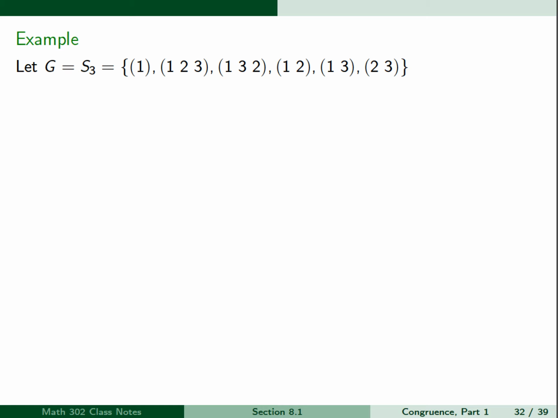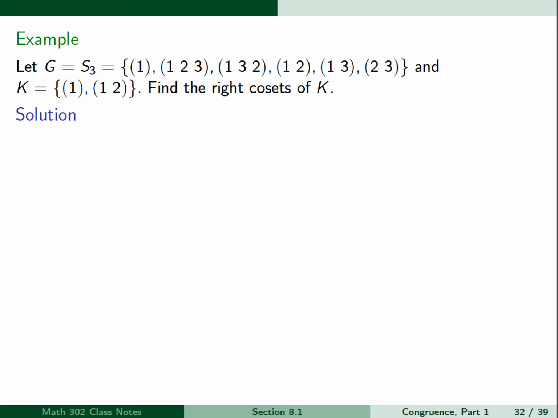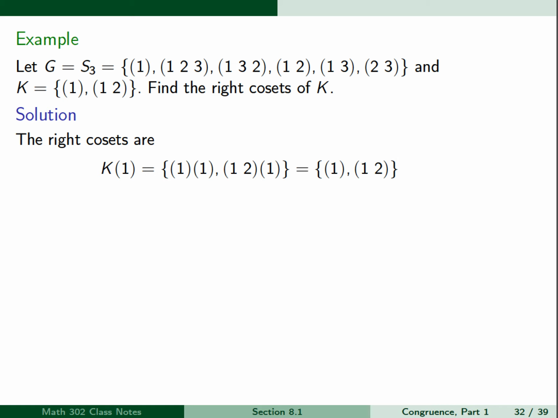For another example, let's let G be S3, the symmetric group on 3 elements. And we'll let K be the subgroup consisting of the identity and the 2-cycle (1 2). This is the same subgroup we had in an earlier example. So we want to find the right cosets of this subgroup K. So the right cosets are, we'll start with K1, where 1 is the identity element. So you take each element in K and multiply it times 1. So we have the identity times 1, and then the 2-cycle (1 2) times 1, which is just the identity and the 2-cycle (1 2). And so we get back K.